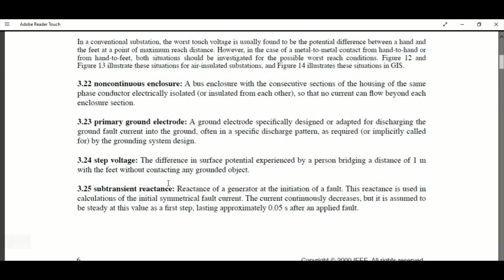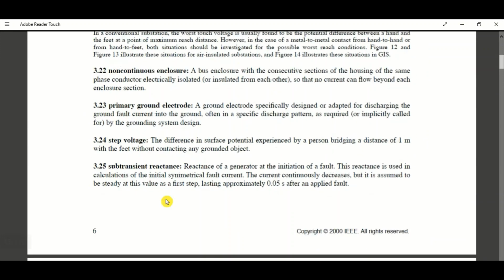Yeah, this is the step voltage, the difference in surface potential experienced by a person bridging a distance of 1 meter with the feet without contacting any grounded object. So that means one step 1 meter apart. So that means this is step voltage.